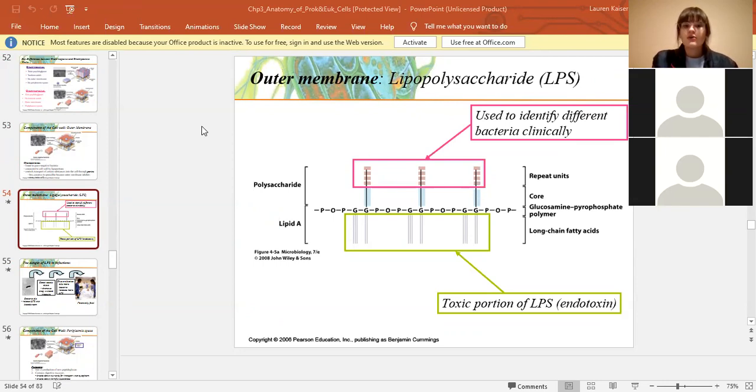So what happens is, when a bacteria is living all happy, the lipopolysaccharide is in its outer membrane, and it's just chilling. But as soon as it dies, and that outer membrane is no longer functioning, it lyses. Let's say you had an infection and the bacteria start to die, the outer membrane opens up and that LPS is released. It becomes an endotoxin.